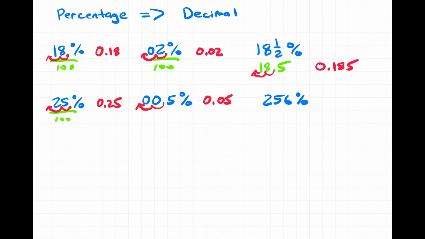And the last one, we've got a very large number, 256%. So again, there's the decimal at the end. What are we going to do? We're going to move it 2 spots to the left, and we're going to end up with 2.56. And that is done.